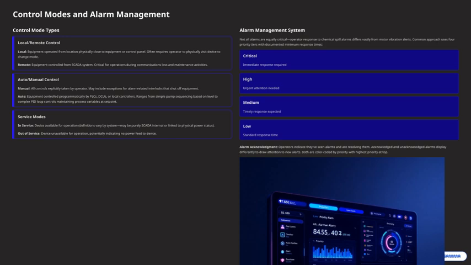We also have auto-manual control options. Auto control is typically used when equipment is managed remotely via SCADA, especially useful during communication losses or maintenance. Local control means the operator physically operates the equipment from a nearby location, often requiring a physical visit to change modes. Understanding these control modes and alarm management strategies helps us maintain safe, efficient, and responsive operations across the facility.